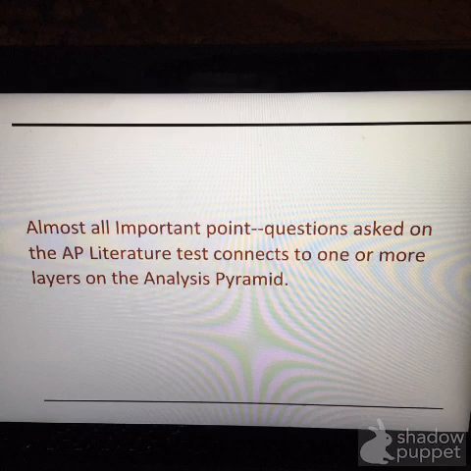So a quick connection that I want to make is that every question basically on the AP Lit test or the SAT, ACT connects to one or more layers on the analysis pyramid.